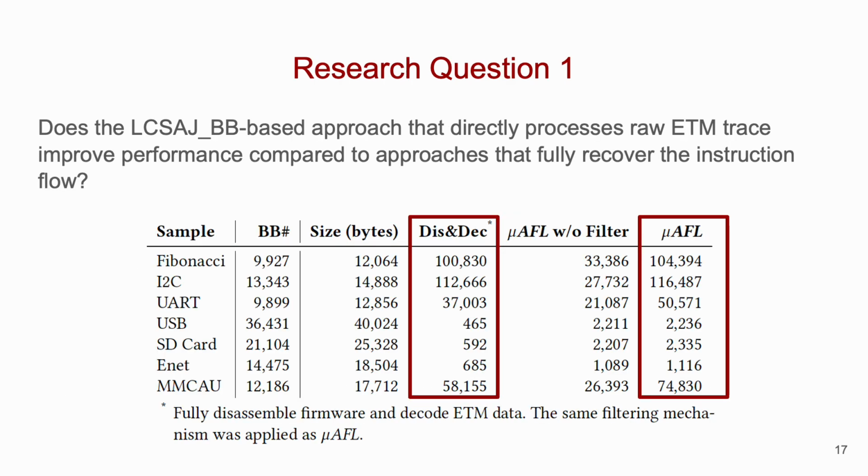So, the first question, does the LCSAJ-BB based approach that directly processes raw ETM trace improve performance compared to approaches that fully recover the instruction flow? Well, the table shows the executions per hour for both the approaches, as highlighted by red boxes. The authors show that the LCSAJ-BB based approach is up to 4.8 times faster than the disassembly and decode based approach.